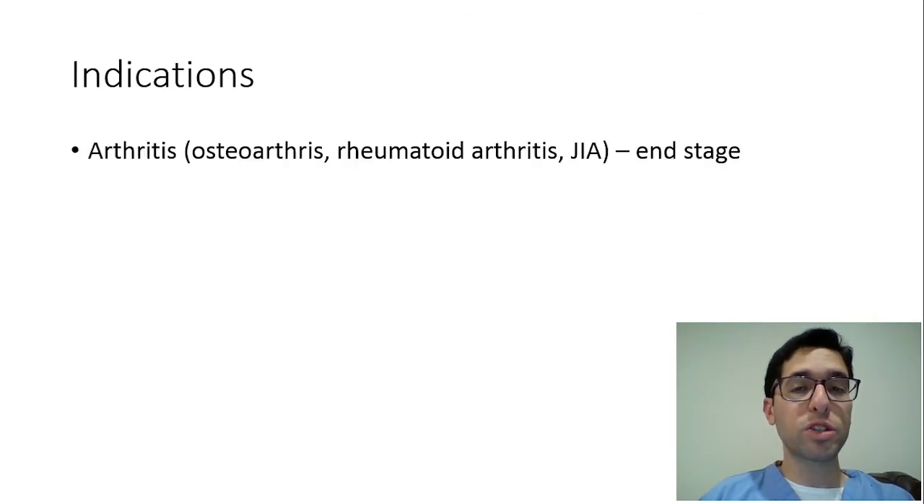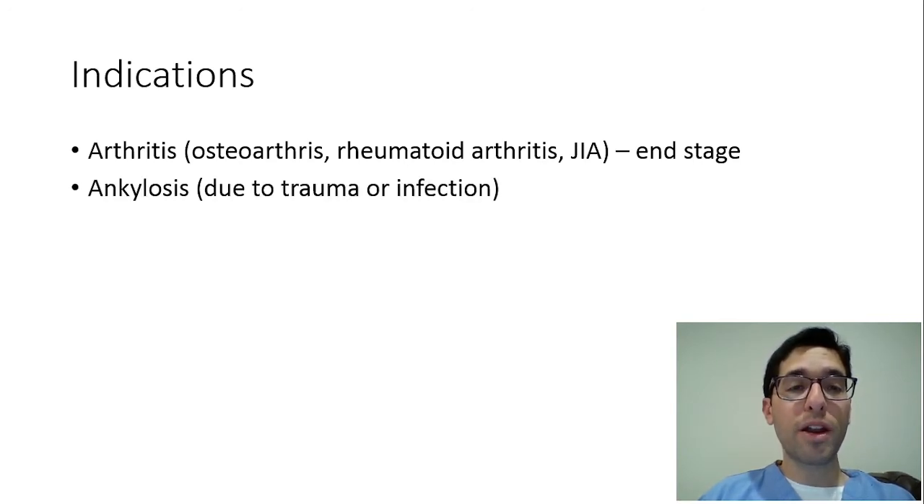Indications, like we said before, this is when all else has failed, all the minimally invasive options. So we're talking about very end stage arthritis. We're talking about ankylosis, a patient can't open, a very poor MIO, right? And ankylosis could be due to trauma or infection.